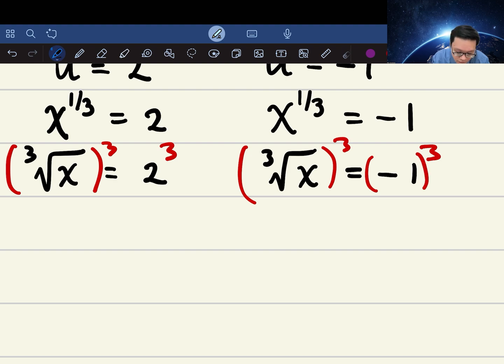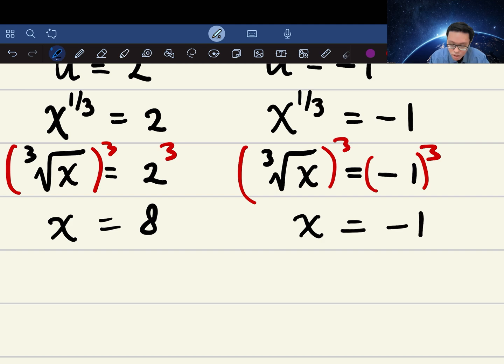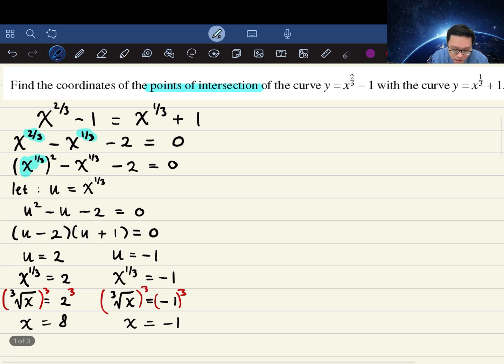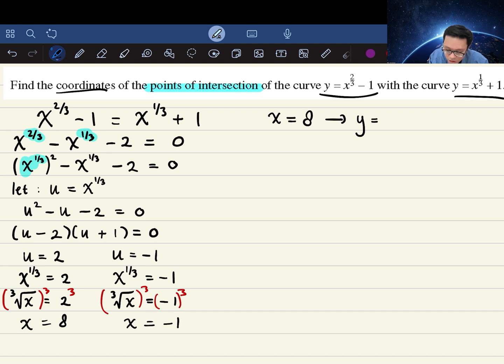So we get x equals 8 or x equals minus 1. Now we have the value of x, but because we want to find the coordinates, we need to find the y as well. So we can plug x equals 8 into one of the curves. Let's plug it into this one. So y equals, wait, I think it's easier if we plug into this x to the power of 1 over 3 only. So y equals 8 to the power of 1 over 3 plus 1.